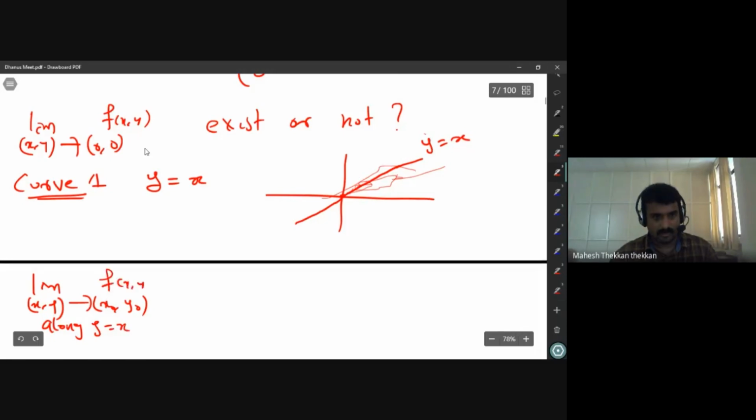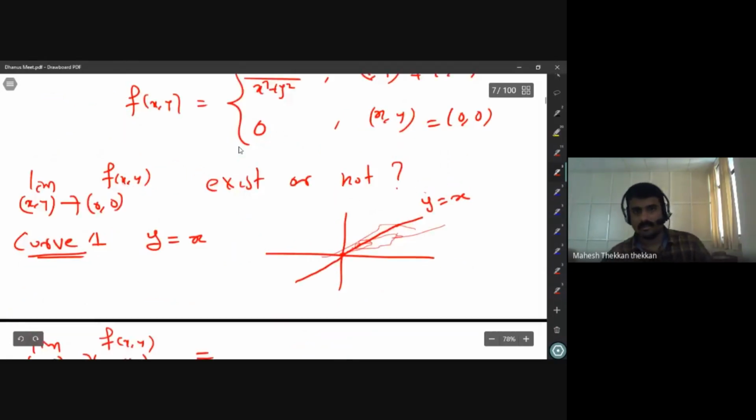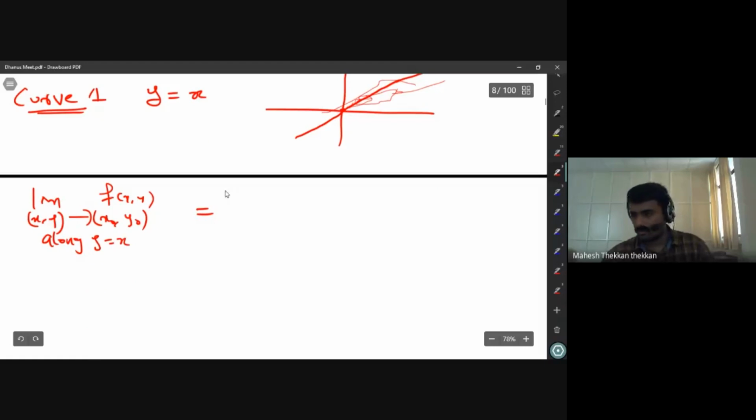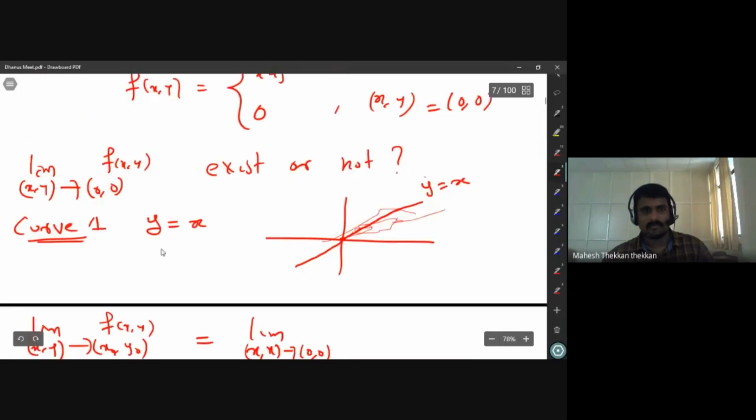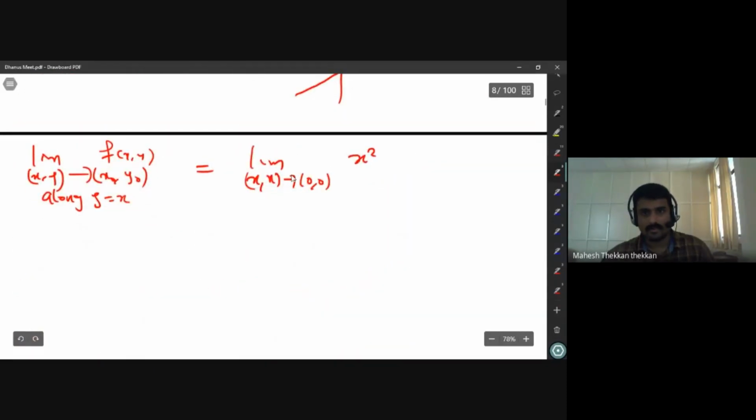The limit of f(x, y) along y equal to x, so I have to substitute y equal to x in this equation. That gives the limit as (x, x) tends to (0, 0), or you can say x tending to 0. If I substitute y equal to x, in the numerator I will get x square, in the denominator I will get 2x square. So x square will cancel. So this will be 1 by 2 only.